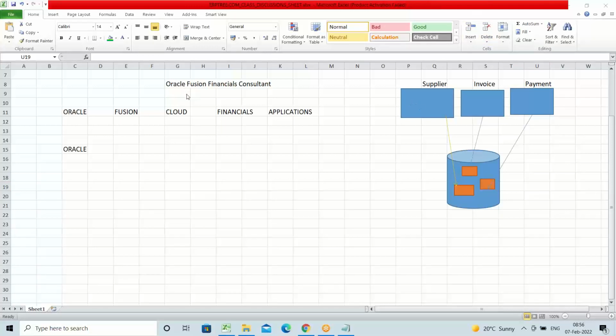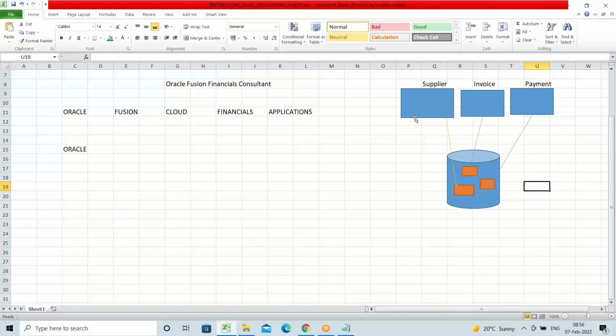As a functional consultant, we don't need to create any pages. Oracle provides all this. These pages, this database, these tables, Oracle will provide. So what we have to understand is how to enter the data in these pages. Before that, we do the setups. We will discuss those points also.